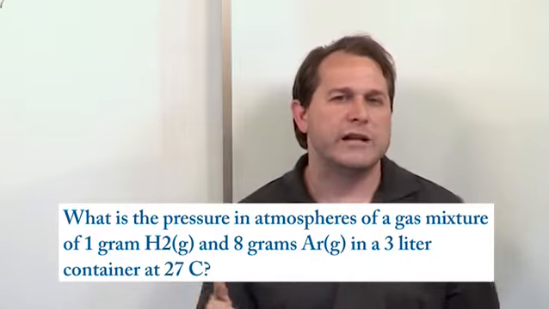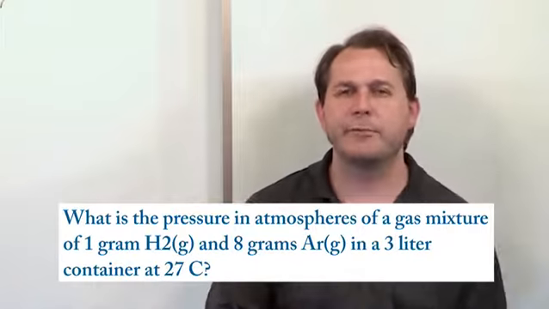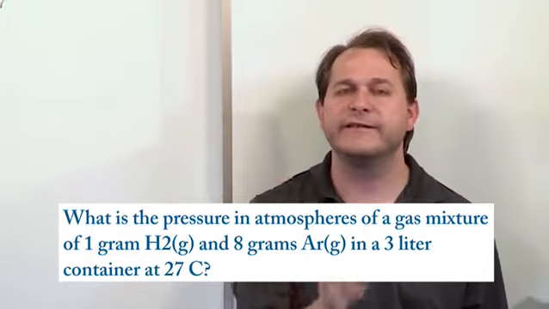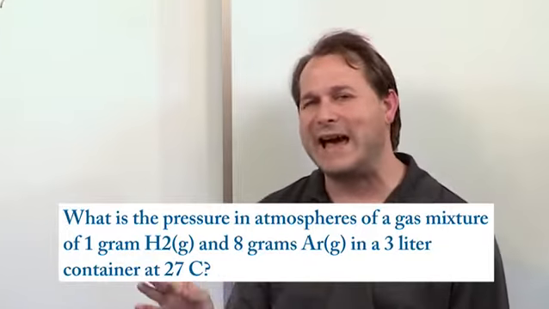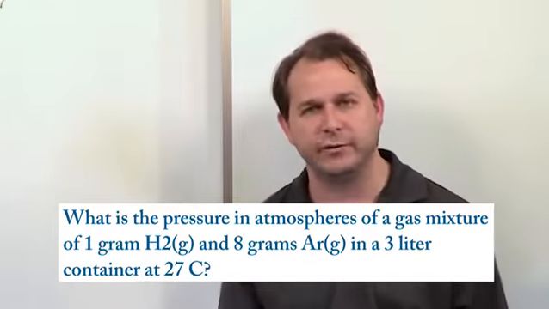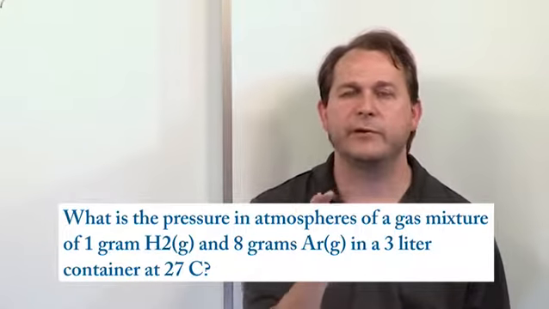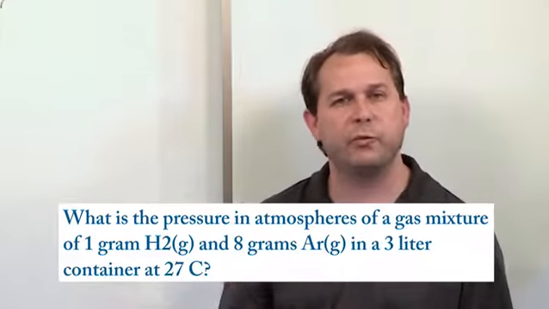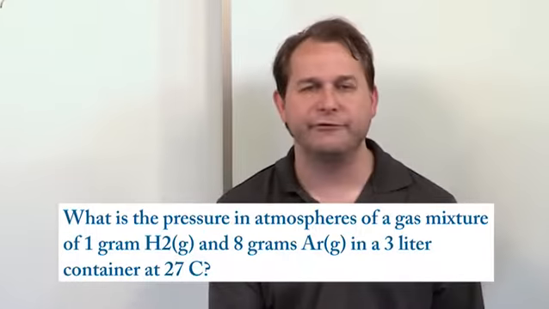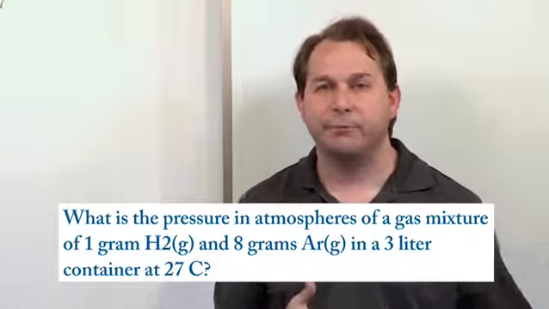So they want to know not the partial pressures, they want to know the total pressure. But you also have to remember that the total pressure in a vessel is the sum of the partial pressures. And we've already said that each individual gas in a mixture obeys the ideal gas law individually, okay? So if we can use PV equals nRT for each gas individually and find the partial pressure of each one of these gases, in this case hydrogen and argon, then all we have to do to find the total pressure is to add those partial pressures together.